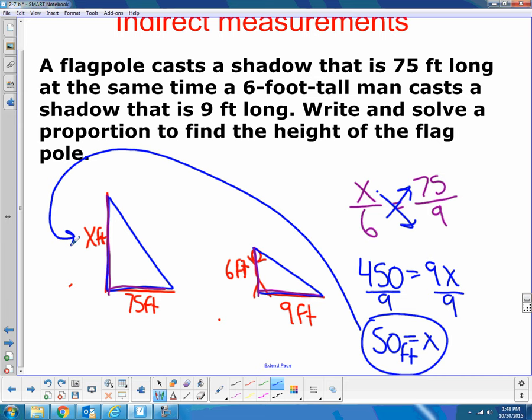So for these problems, draw a picture. I do require that you draw a picture. You're going to draw pictures in your homework. You're going to draw pictures on the test. Practice drawing a picture, even if it's a bad picture. Set up a proportion. See which sides correspond, height to height, shadow to shadow. And then cross multiply and divide to get our answer.